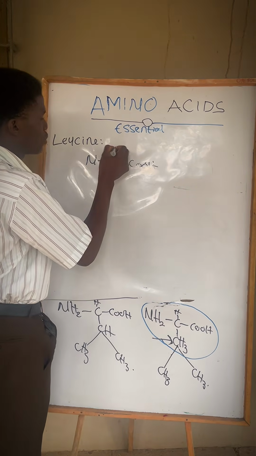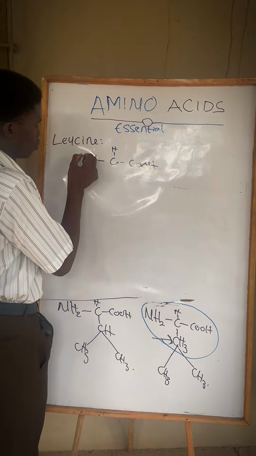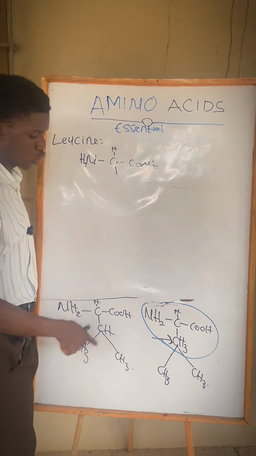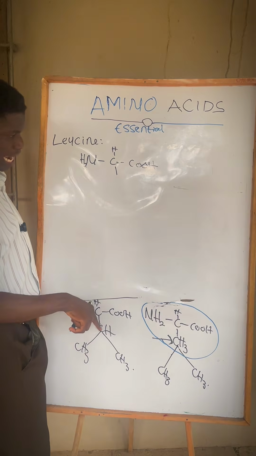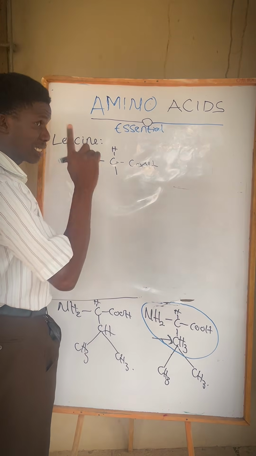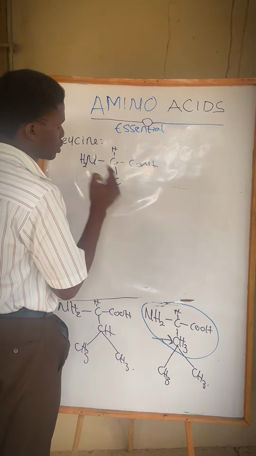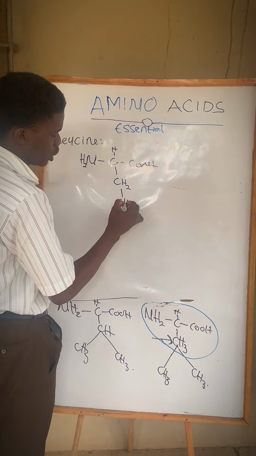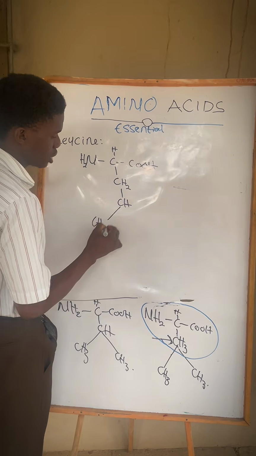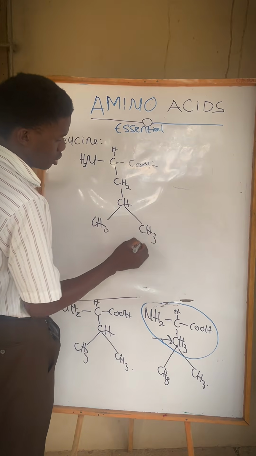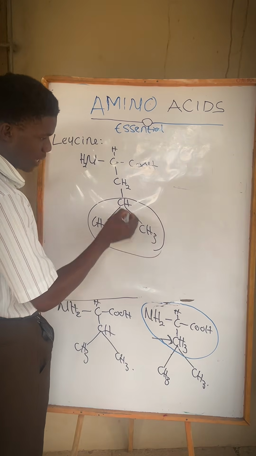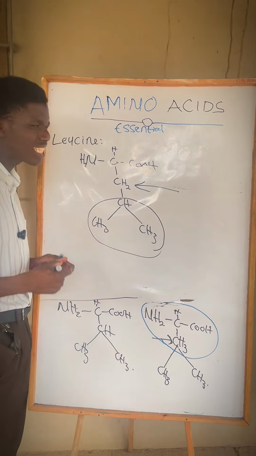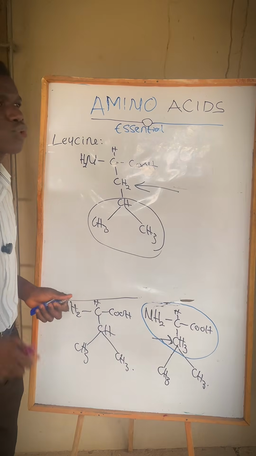COOH, hydrogen, NH2. You can write your H2 here. Now just like your valine, you just add another CH to it. So CH2, CH, CH3, CH3. This is just like your valine. The only thing I added is what? CH2, for the structure of leucine. Now the next one is isoleucine.